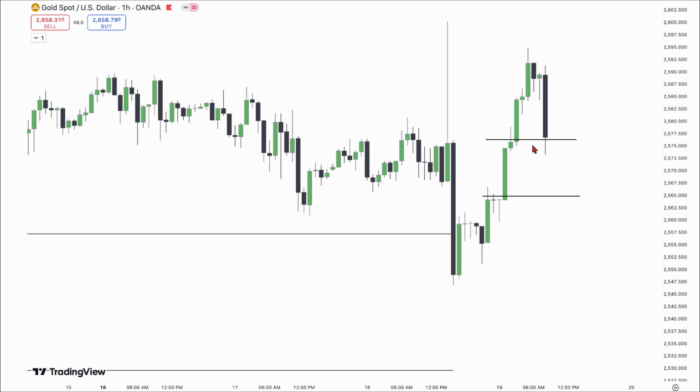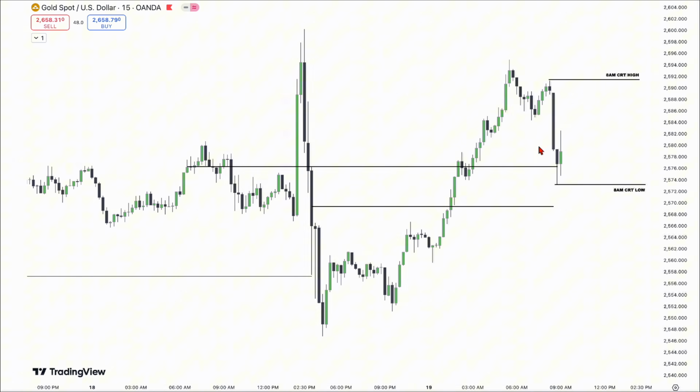So we mark out the high and low of that candle as our 8 a.m. CRT range. Next, we drop down to the 15-minute chart to look for a lower time frame CRT at the low of the 8 a.m. candle. So let's see what happens next. You can notice price runs through the low and closes inside the range, and now we also have a 15-minute CRT, so we mark the high and low of that CRT as a lower time frame CRT within a higher time frame CRT. Guys, let's drop down to the 1-minute chart to look for our entry.